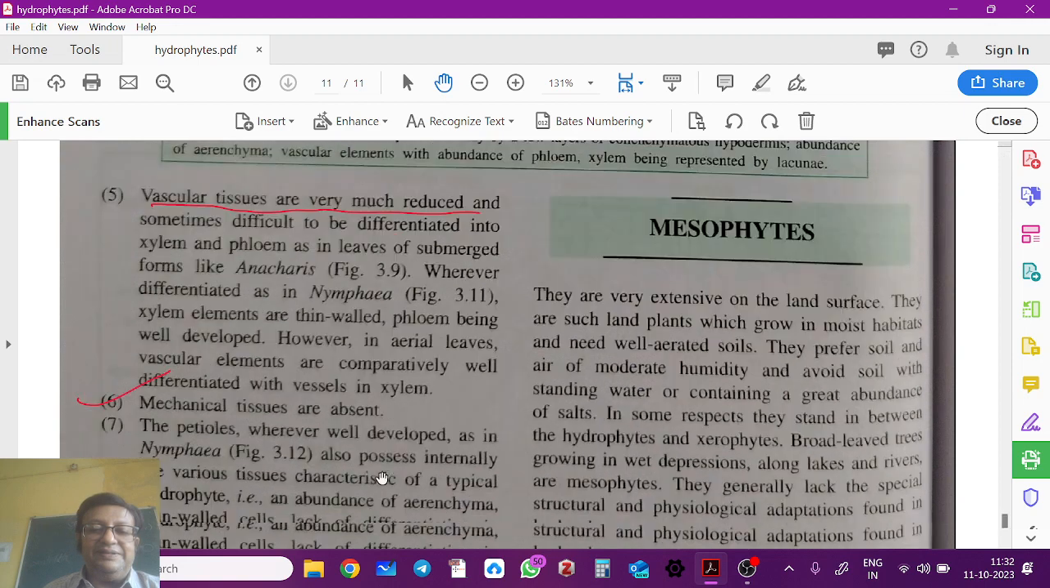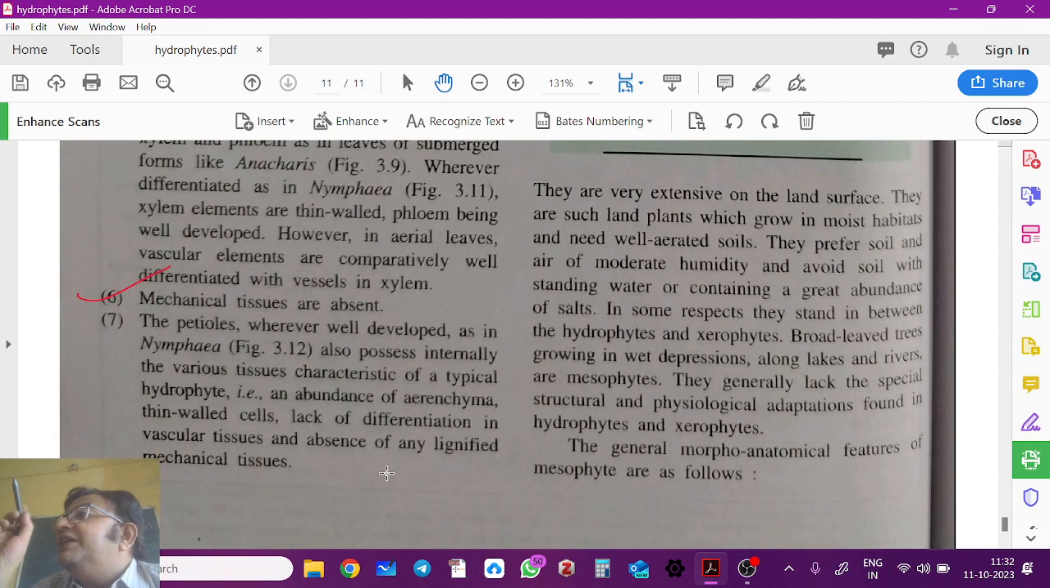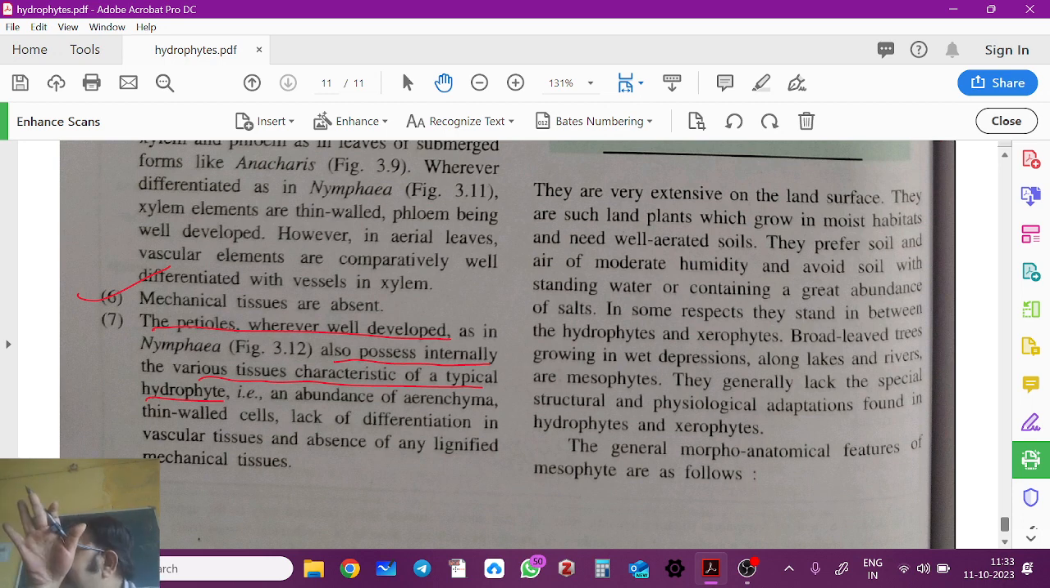And the petioles in leaves, especially if you talk about the petioles, the tip of the leaves. You have to give one or two additional points like petioles for leaves. Otherwise, all the points are the same. Even if you don't give petioles, maybe you will lose half a mark, but you'll get the rest of the marks. The petioles, wherever they are well developed, as in Eichhornia, also possess internally the various tissue characteristics of a typical hydrophyte: an abundance of parenchyma, and lots of air space is present.